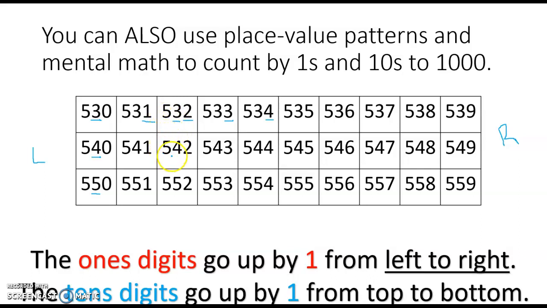So, 2 rules to remember when we're counting by ones and counting by tens. When we count by ones, the ones digit goes up by 1. When we count by tens, the tens digit goes up by 1.